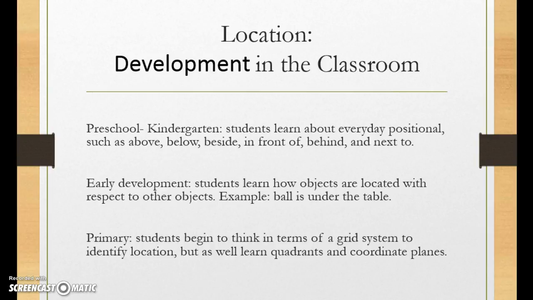To begin, location. Development in the classroom. Preschool through kindergarten: students learn about everyday positional words, such as above, below, beside, in front of, behind, and next to. Early development: students learn how objects are located with respect to other objects. For example, the ball is under the table.